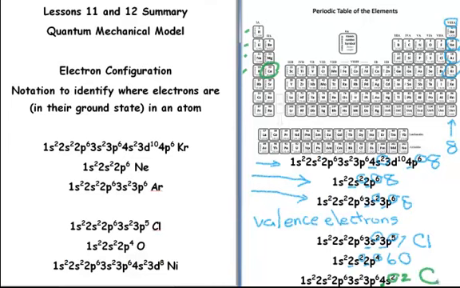Okay, calcium has a tendency to want to lose 2 of its electrons, and if you look, if we lose those 2 electrons, then the highest energy level is 3, and there are a total of 8 valence electrons. How about that? We'll see you on the next summary.